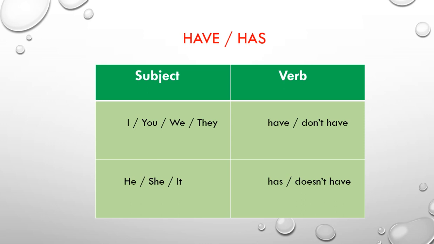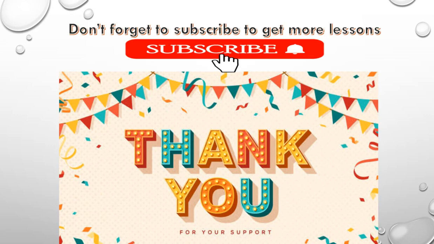أما بخصوص has فيستعمل مع he, she, it. ونقول he has 1 brother. هو عنده أخ واحد. Or she has a sister. هي عندها أخت واحدة. It has. So this is it.